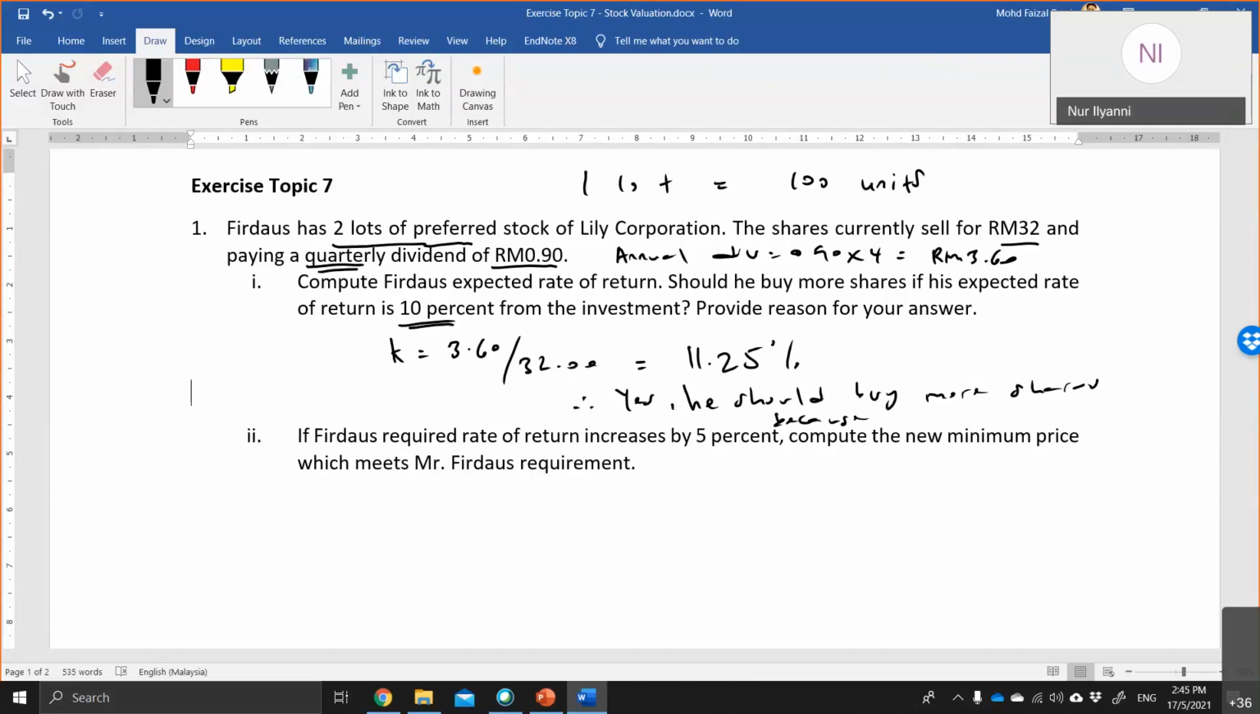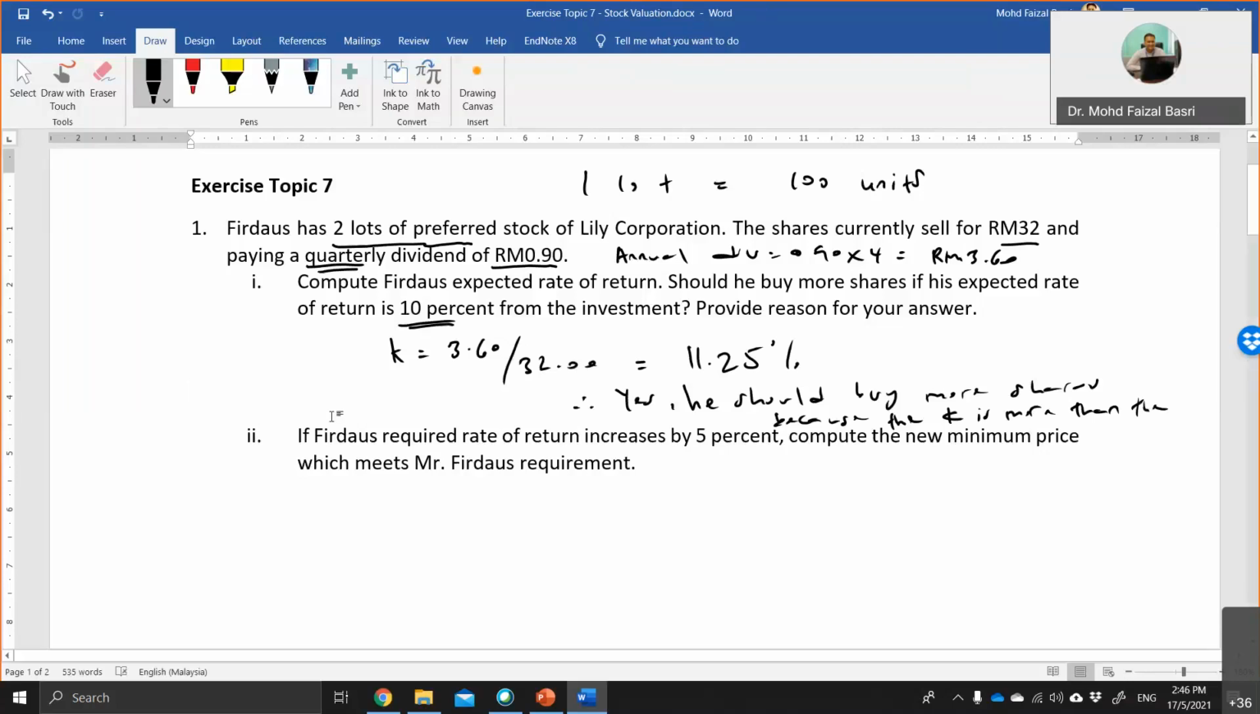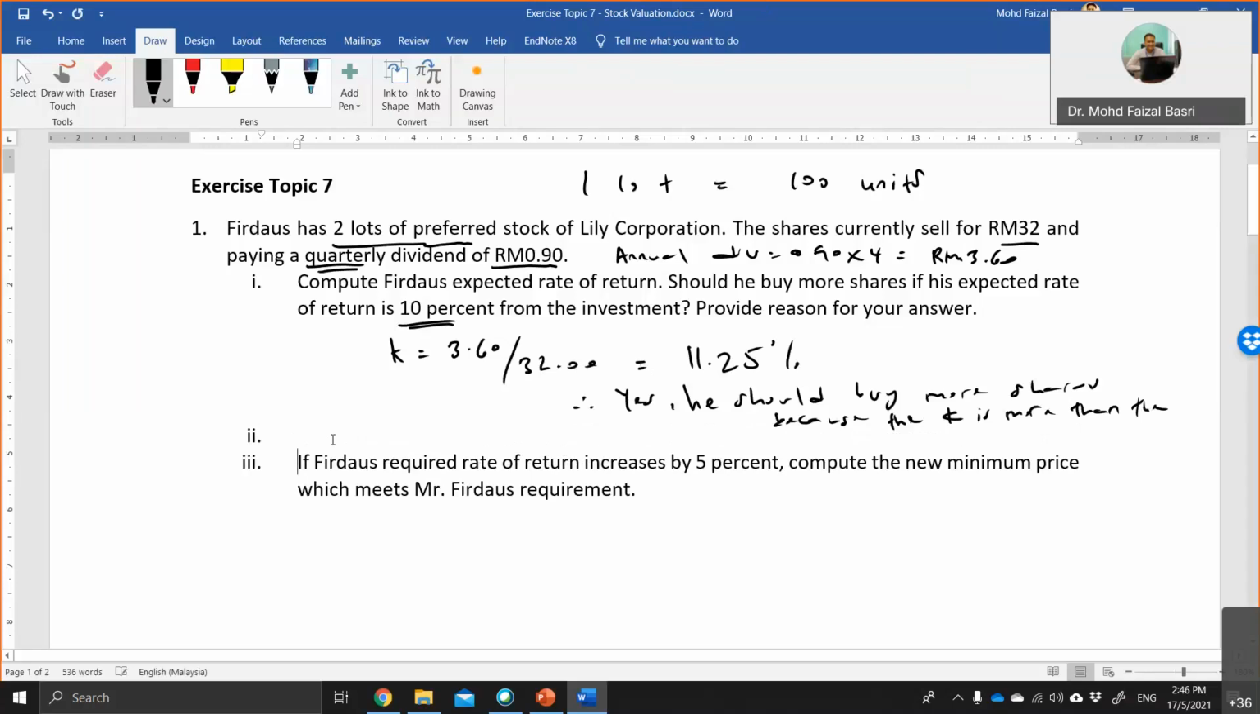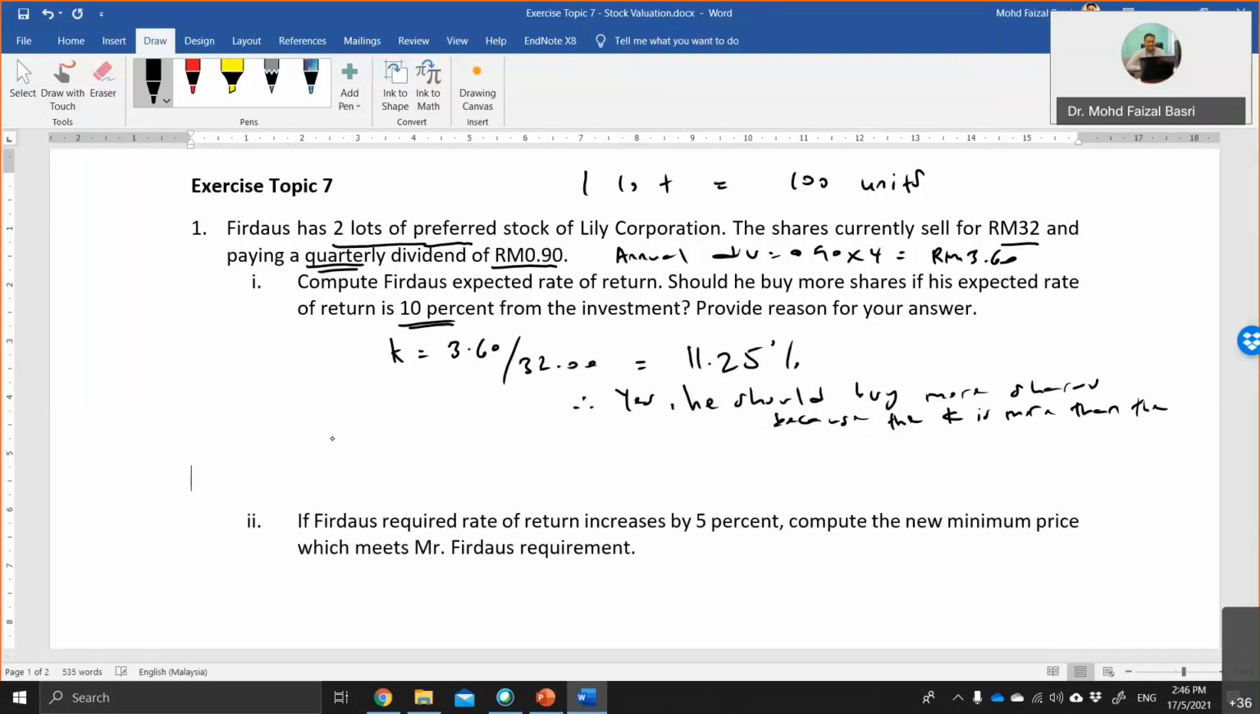Alright, so the suggestion or the reason would be, yes, should buy more because the K is more than their required rate of return, or higher than the required rate of return. Okay, so that's number one.